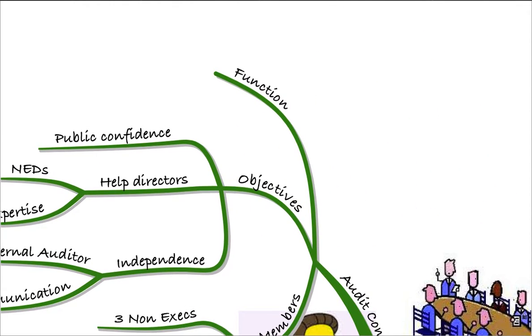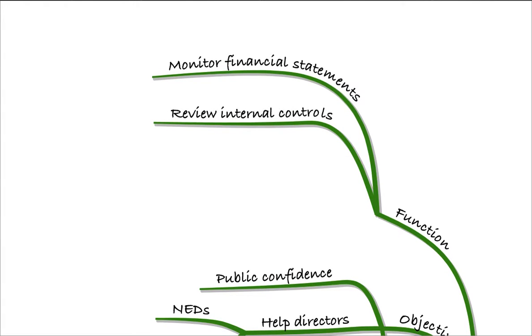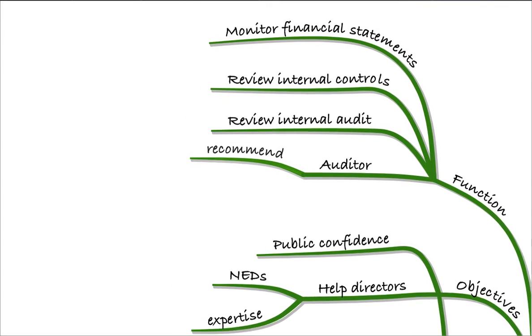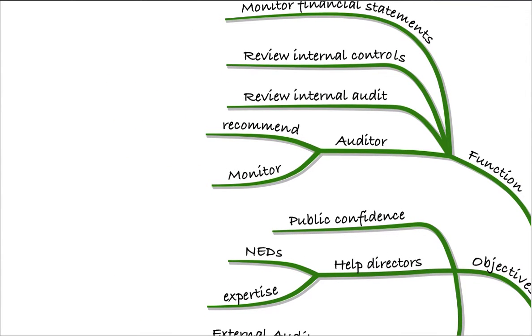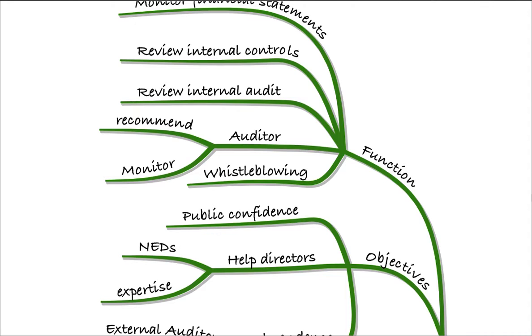So the function of the Audit Committee is to monitor the financial statements and to review the internal controls. They'll do that through assigning internal audit various assignments. They'll then review the work of internal audit. The Audit Committee will also recommend and monitor the external auditor. Also remember, the Audit Committee performs that whistleblowing function. If there are problems in the organisation, then you should be able to go to the Audit Committee and inform them about them without fear of recourse.